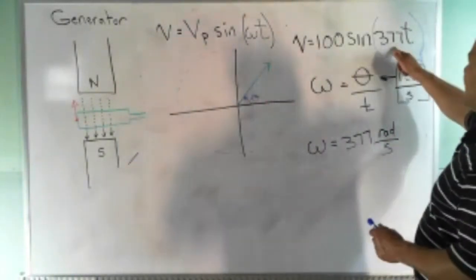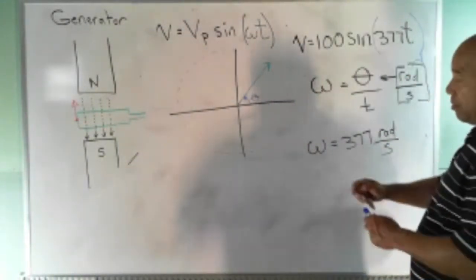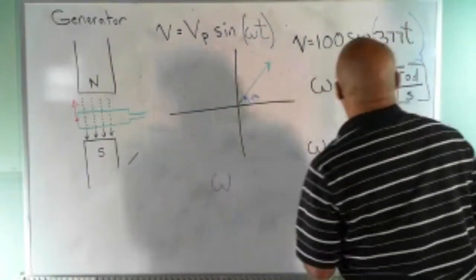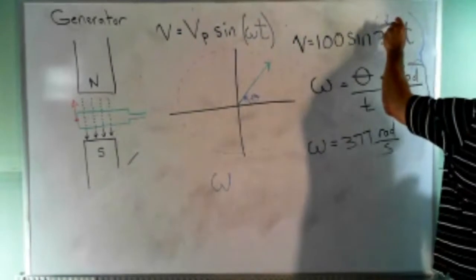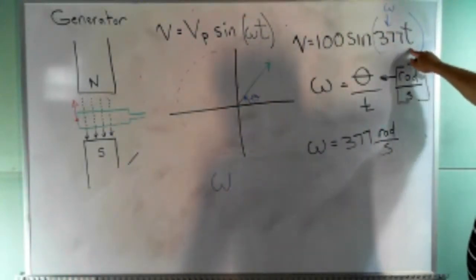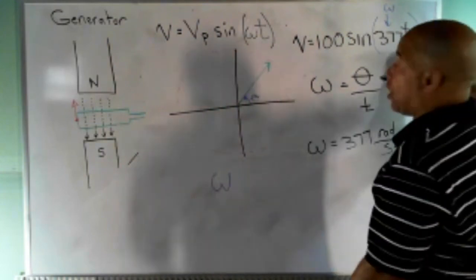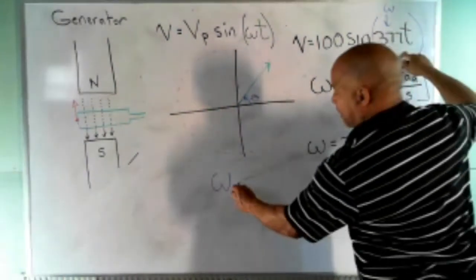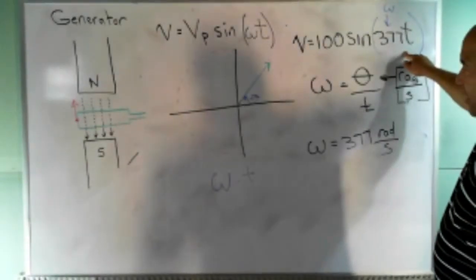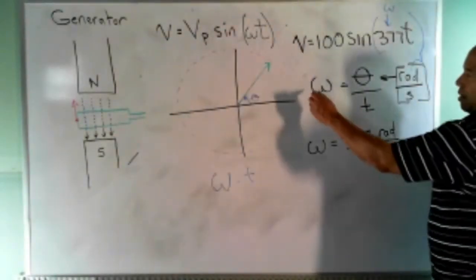What you're doing is, this is omega. You got omega, which is 377. So that's omega, and I'm taking omega and multiplying by t. Well, if I multiply omega times t, I multiply both sides of this by t.